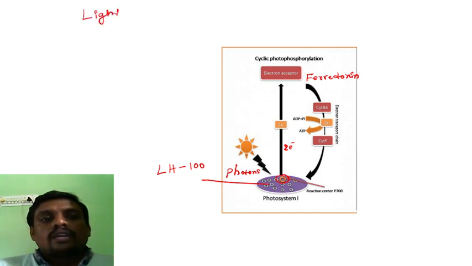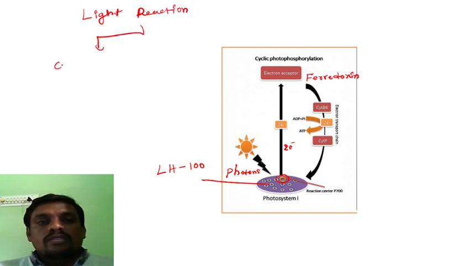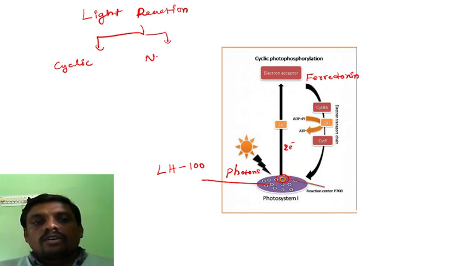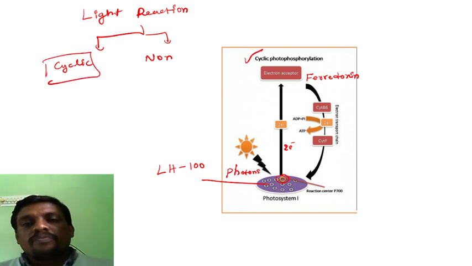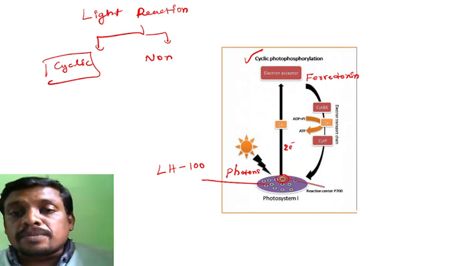If you take the light reaction, it is classified into two types. The first one is cyclic photophosphorylation and the second one is non-cyclic photophosphorylation. Now we are learning the first one, cyclic photophosphorylation. In cyclic photophosphorylation, the primary electron acceptor is ferredoxin.